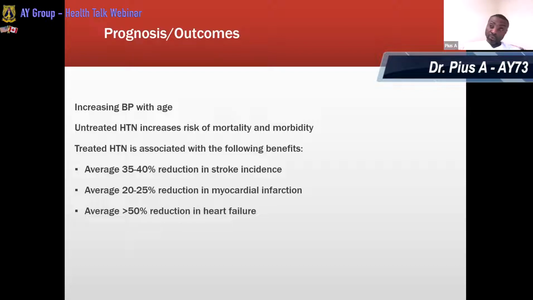But if you are able to control blood pressure, treat it optimally, or prevent it from happening, on average, you can reduce stroke by 35 to 40%. You can reduce heart attack, which is myocardial infarction, by at least 20 to 25%. And you can reduce the incidence of heart failure by more than 50% if blood pressure is controlled properly.